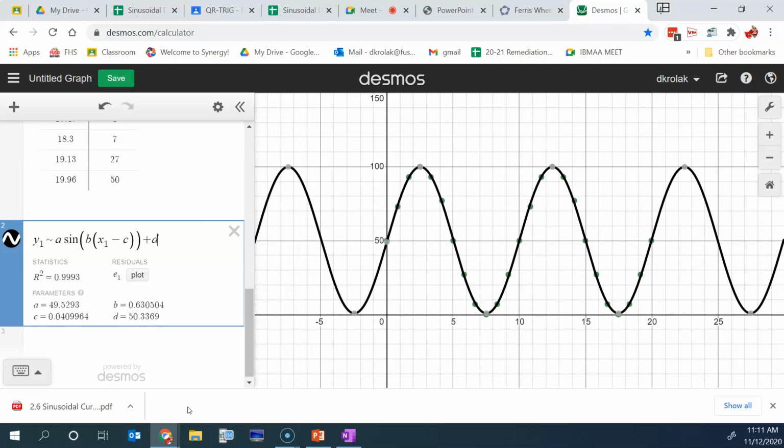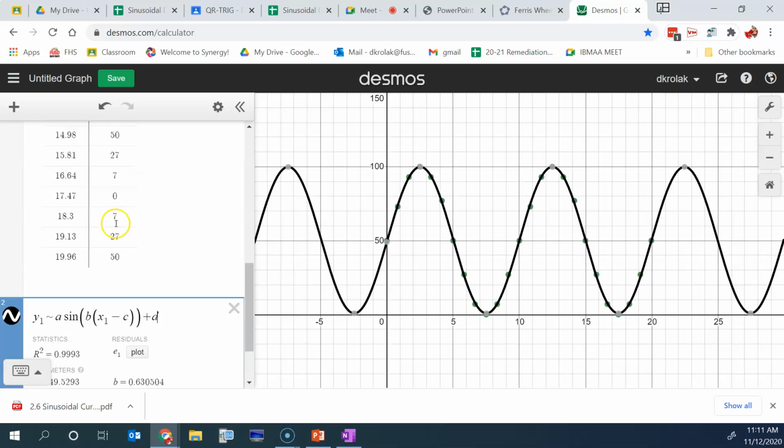Okay, and if you look down here, it tells you what the A is, what the value of B is, what the value of C is, and what the value of D is. So it calculated the amplitude, all right? It calculated the frequency, it calculated the phase shift, and it calculated the vertical shift.